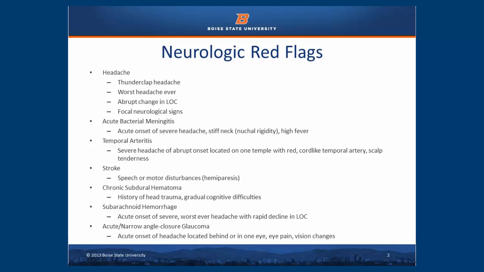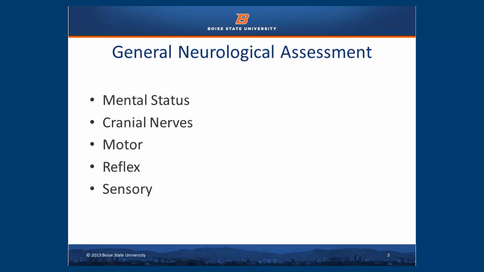Stroke, chronic subdural hematoma, subarachnoid hemorrhage, and acute narrow angle closure glaucoma are also red flag conditions that you'll want to be aware of. The general neurological assessment consists of the mental status check, cranial nerve function evaluation, and assessment of motor, reflex, and sensory function. So we'll go over these individually, but these are the major components of the neurological assessment.